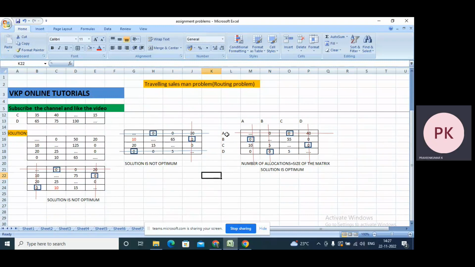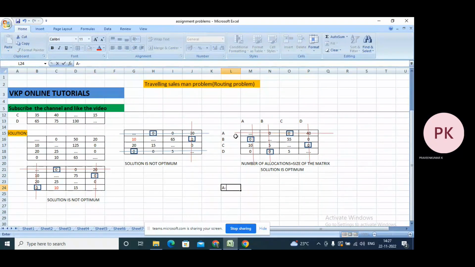Now, look at the allocations. Look at the route. A traveling salesman will reach from A to C. Here A to C. Then from C to D, you will go to D. Then from D to B, you will go to B. Then from B to A. So this holds good for the conditions of the traveling salesman problem.